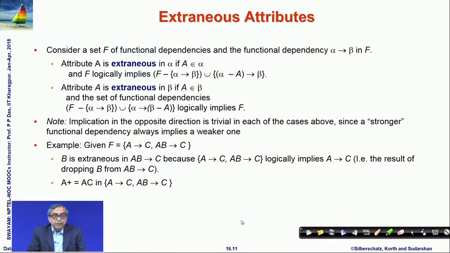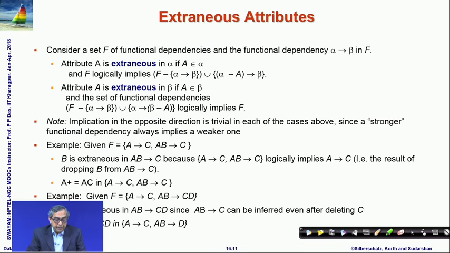So, here are some examples worked out. Here I show that given a set A determining C and A B determining C, B is actually extraneous, because as you can see, if I remove B, then I get A determining C, which is originally already there in the set. You can establish that by computing the closure of the attribute set.